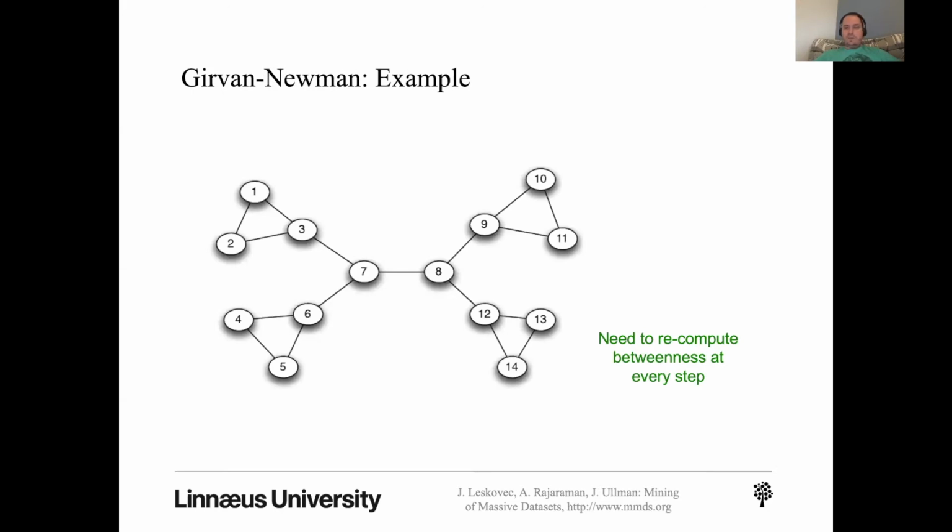So let's see very quickly a simple example here. This is, of course, a very artificial graph that is supposed to have 4 clear communities, right? This one, this one, this one, and this one. And they're connected by 2 nodes here, and 1 edge, right?